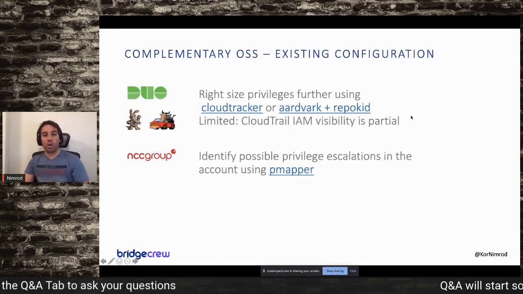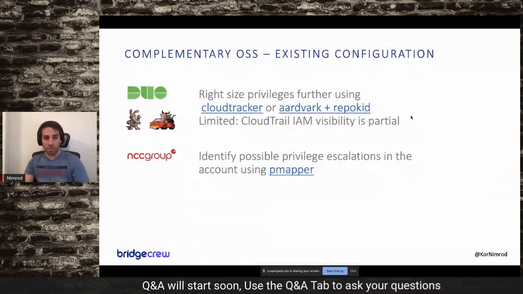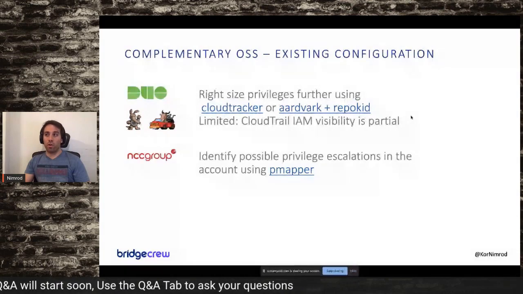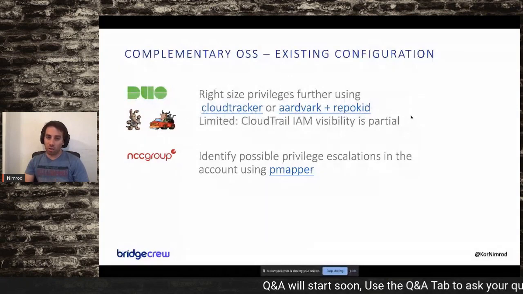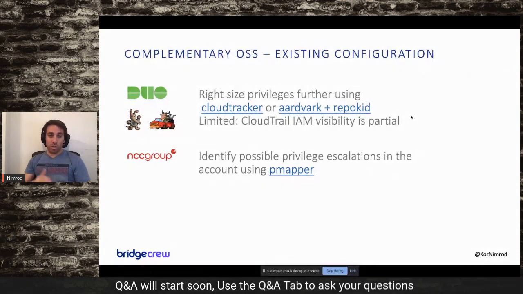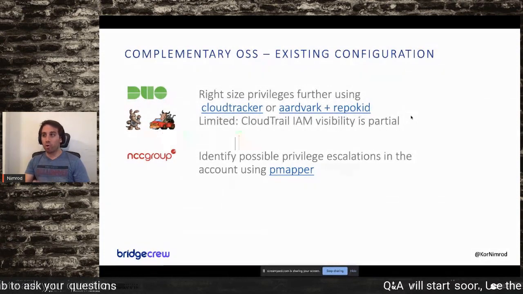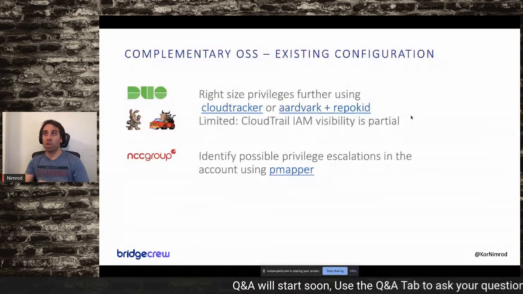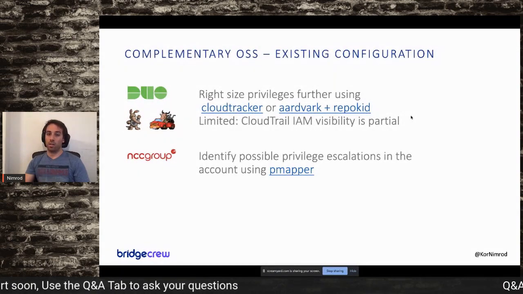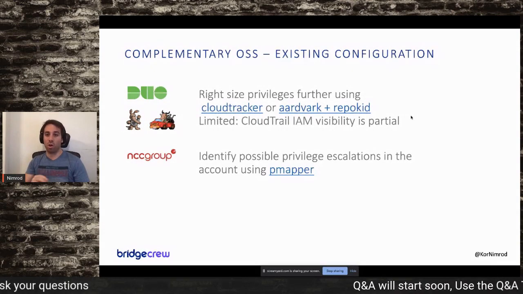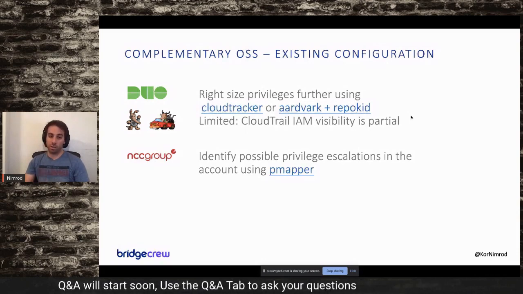I do want to call out a few other great tools for IAM right sizing and identifying problems. These tools are good for your actual AWS environments and not for infrastructure as code. The first set of tools, CloudTracker or Aardvark plus RepoKid, use CloudTrail data to identify specific API calls and specific privileges, much more fine-grained than AWS Access Advisor used by AIRIAM. The problem is that CloudTrail doesn't have 100% coverage of all the calls and all the APIs in AWS. So you need to take extra care when you take action based on these tools.